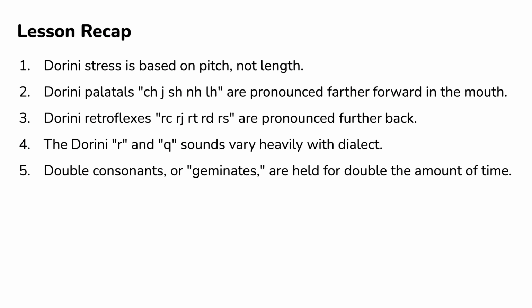Now let's wrap up this lesson by recapping what we've learned. Dorini stress is based on pitch, not length. Dorini palatals cha, ja, sha, nya, and ya are pronounced farther forward in the mouth. Dorini retroflexes tra, ja, da, da, sha are pronounced further back in the mouth. The Dorini R sound and Q sounds, la, ka, vary heavily with dialect, and double consonants or geminates are held for double the amount of time.